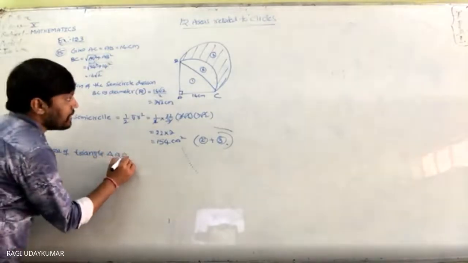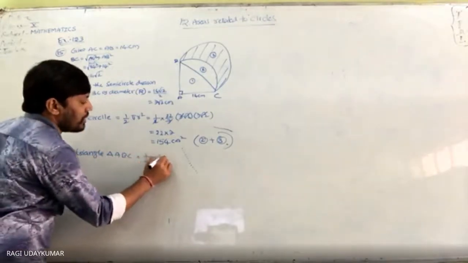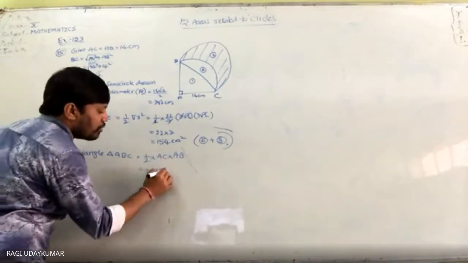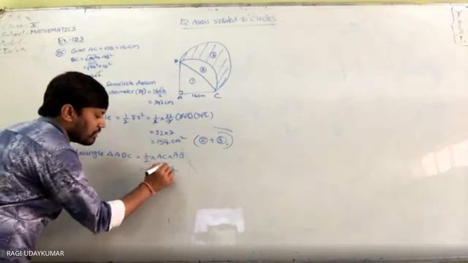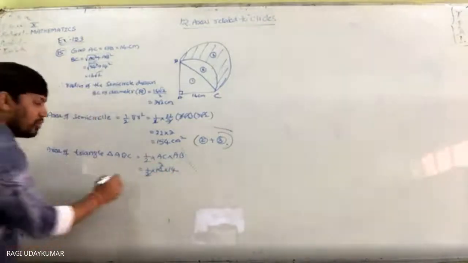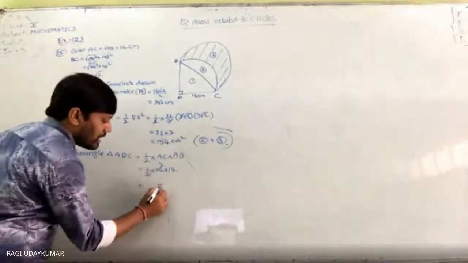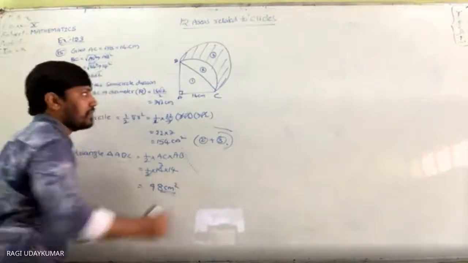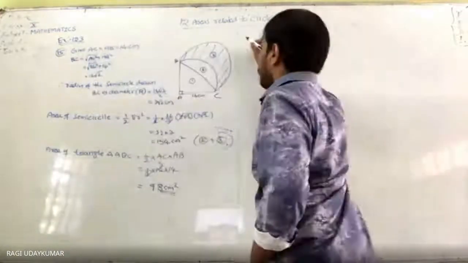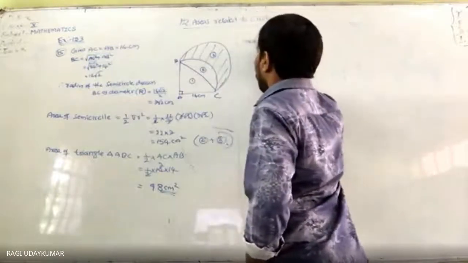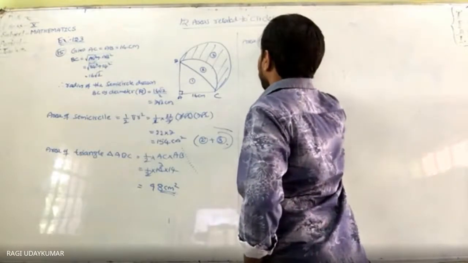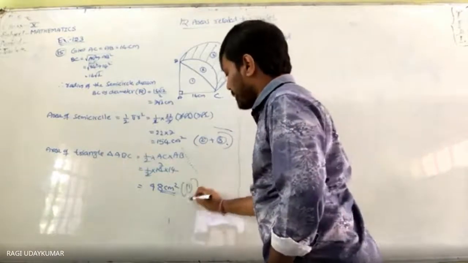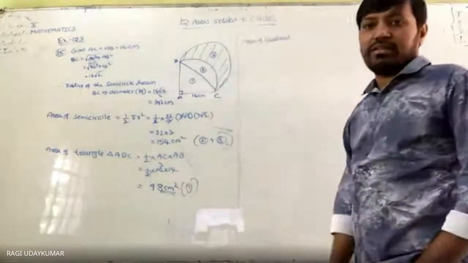Area of triangle ABC is equal to half into AC into AB, which is half into 14 into 14. So we are going to get 98 centimeters square. Now the area of the quadrant. This area of the triangle is region number 1.